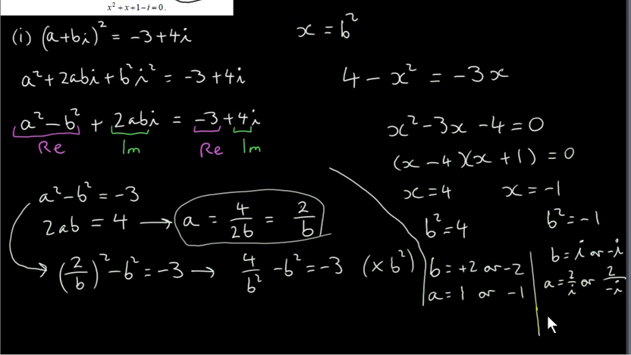Now 2 divided by i is actually minus 2i. 2 divided by minus i is actually 2i. It's easy to check that. If you have 2 divided by i, just multiply above and below by i. So you get 2i on top, and you get i squared underneath, which is minus 1. 2i divided by minus 1 is minus 2i.